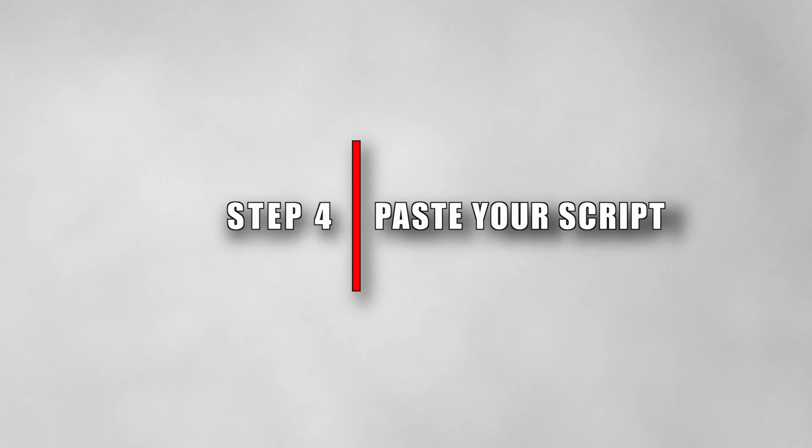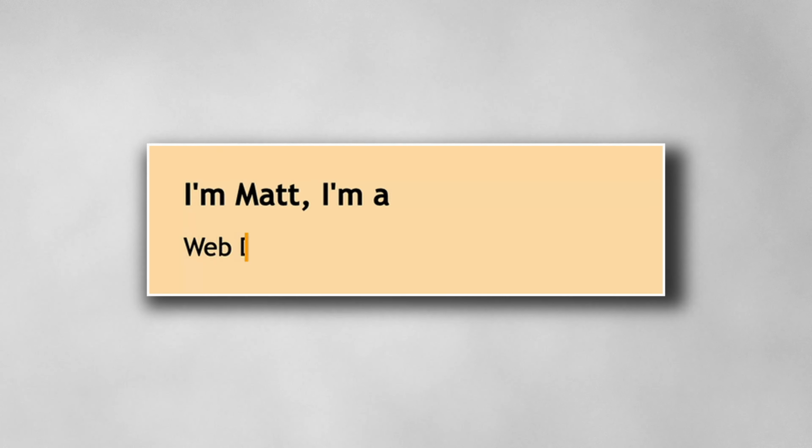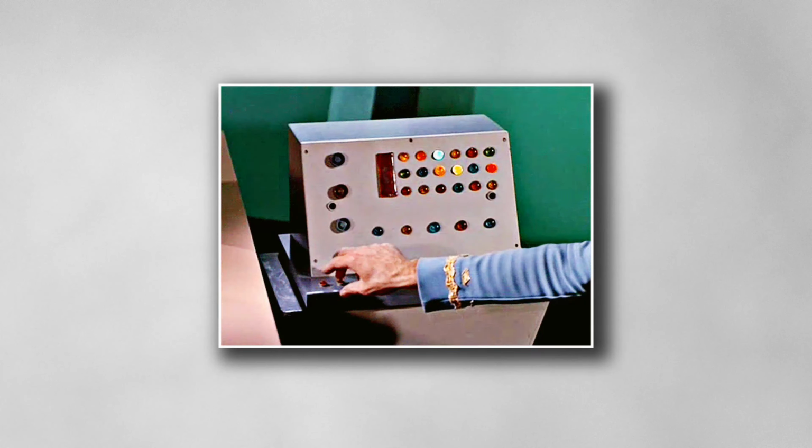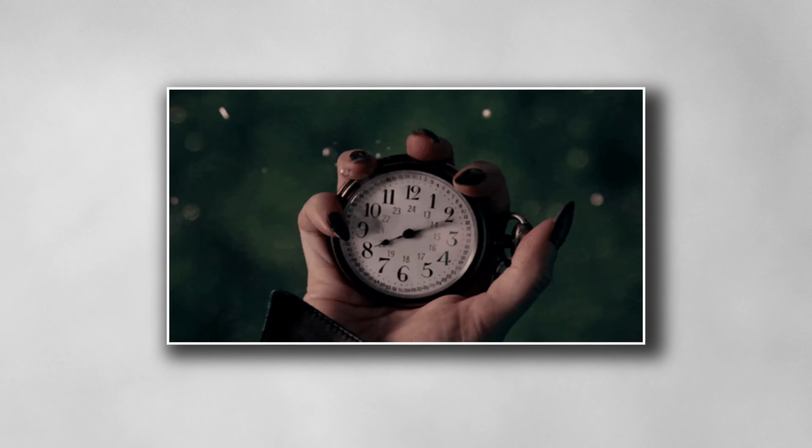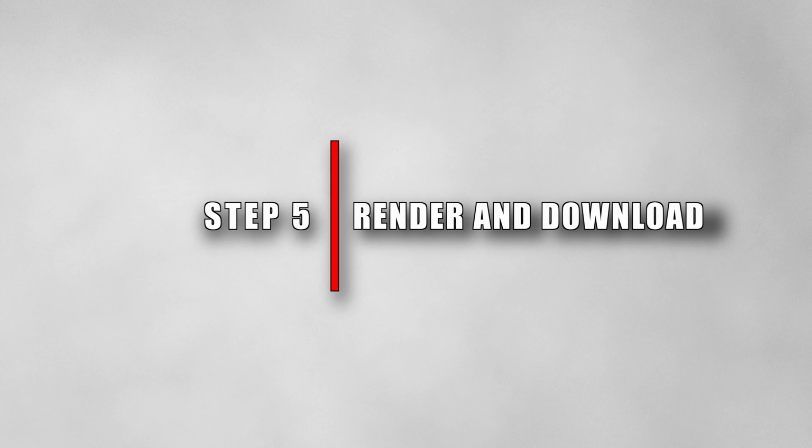Step 4. Paste your script. Enter the text you want your AI clone to speak or upload your audio. Preview the result, adjust pacing, and add captions if needed. This is where you tweak timing and make sure your clone sounds natural. Step 5. Render and download.